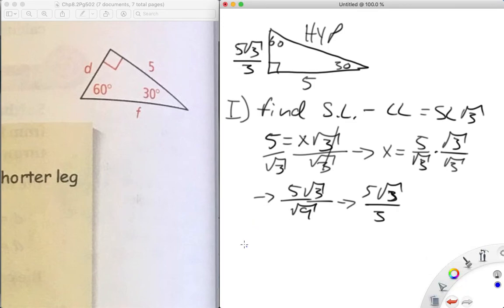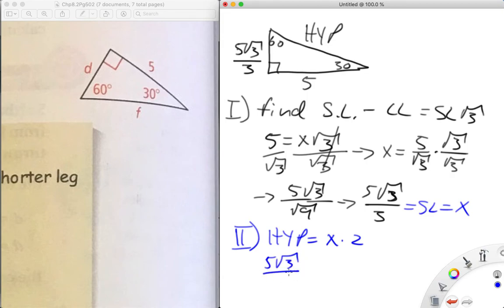Step number 2. Hypotenuse is equal to x times 2, right, which is the short leg. And I multiply that by 2, so it's going to be 5 square root of 3 over 3 times 2, which is 10 square root of 3 over 3. There you go.